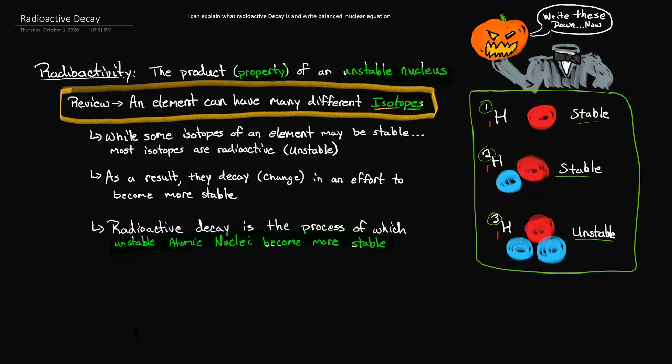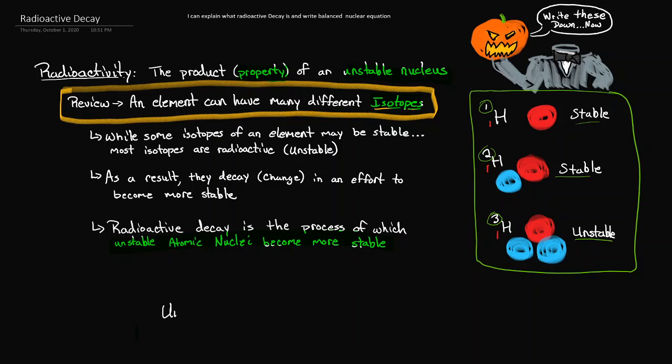The general idea is that the unstable nucleus is either going to ditch energy, ditch mass, reorganize itself, all in an effort to reach a greater stability. And that could involve changing into a completely different element altogether. So, how do we represent this, right?